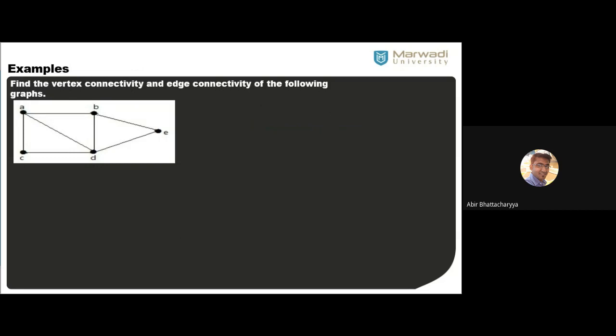So first thing, find the VC and EC of the following graph. Find it and tell me the answer.